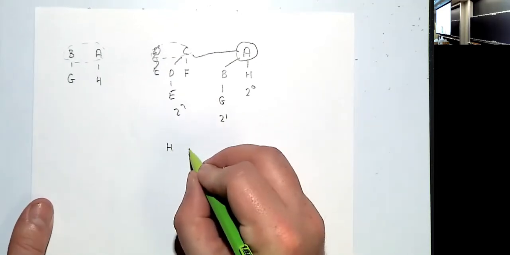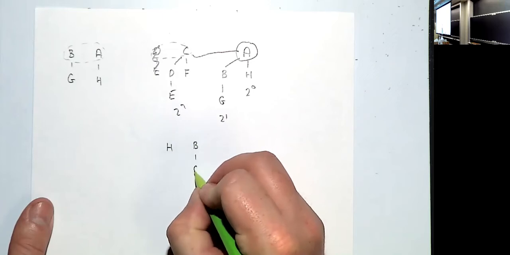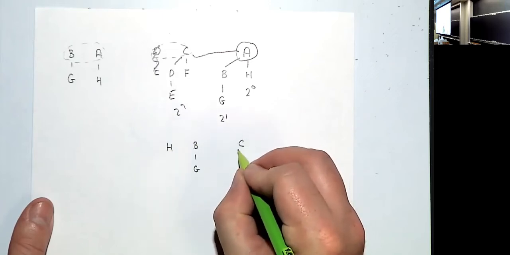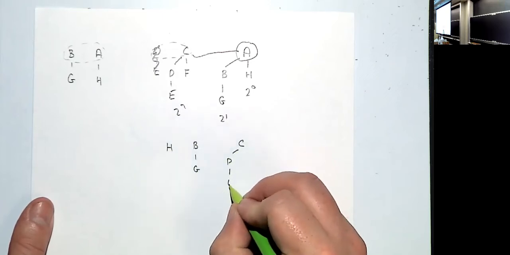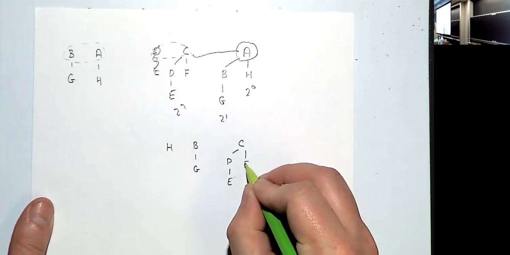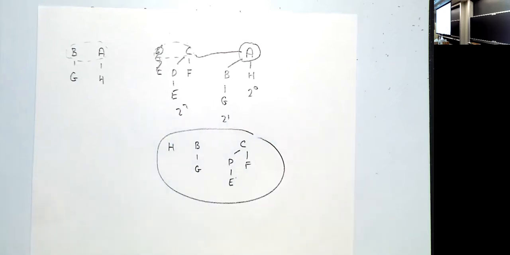So it would be H, then B and G, and then this would be C, D, E, and then F. So this is the final binomial heap after we are done.